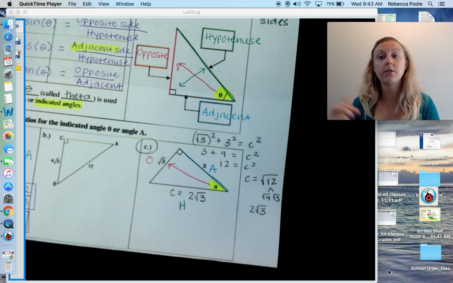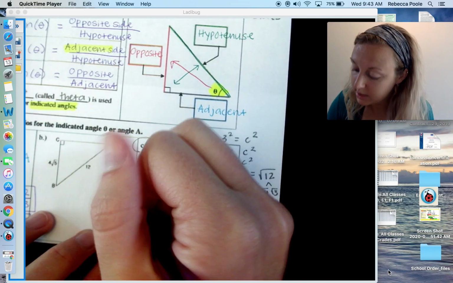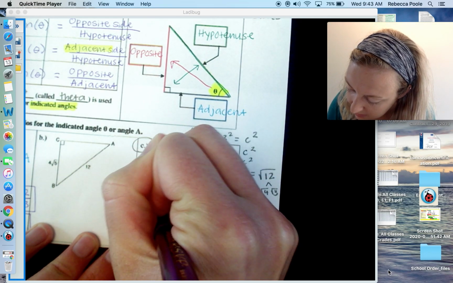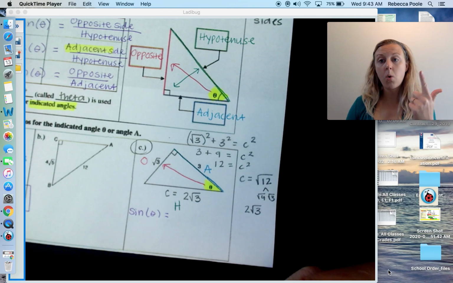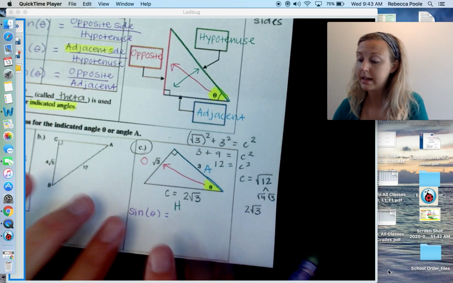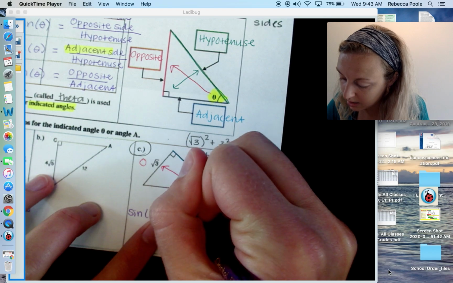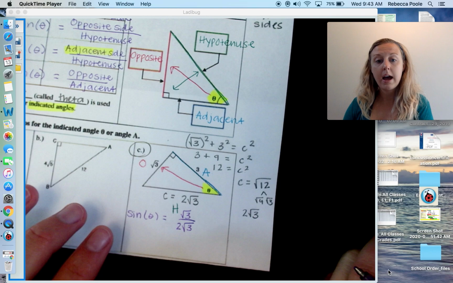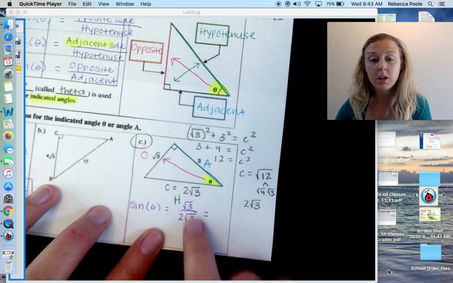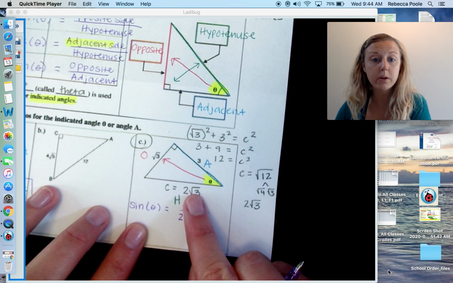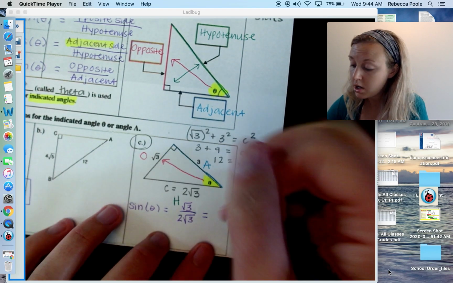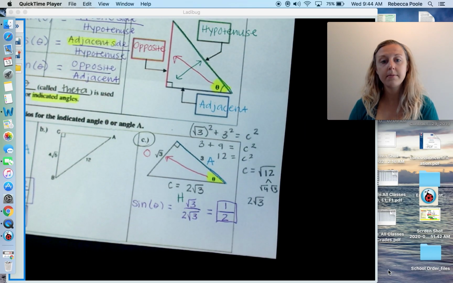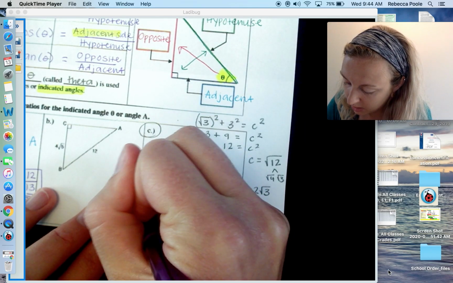All right, so again, we're going to use our some old hippie called another hippie to help us find these trig ratios. So the sine of theta, some old hippie. So old and hippie is the opposite, square root of 3, over the hypotenuse, which is 2 square root of 3. And then if we wanted to simplify this, the square root of 3's would cancel, right? Square root of 3 divided by square root of 3 is just 1. So you're left with 1 over 2. All right?